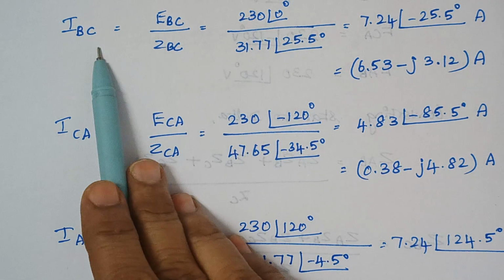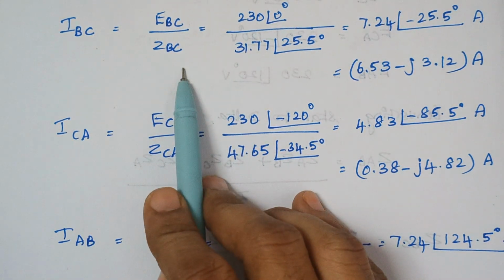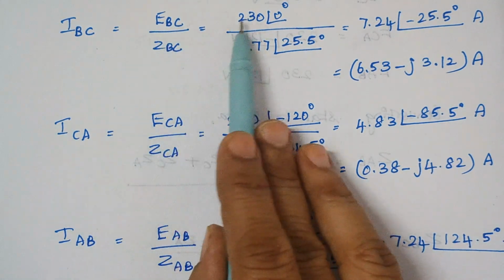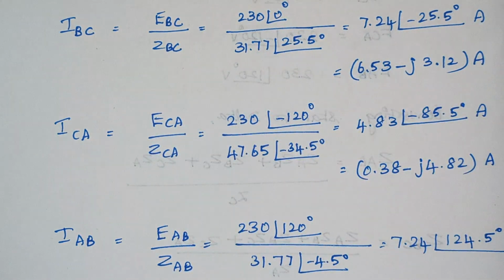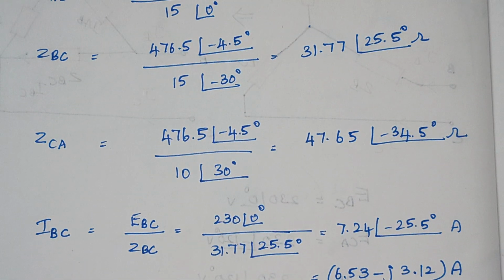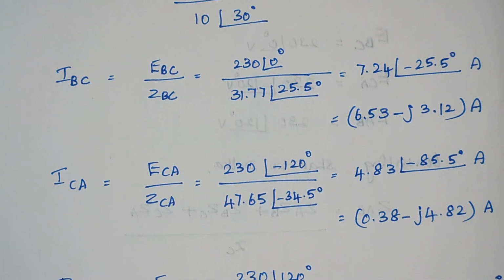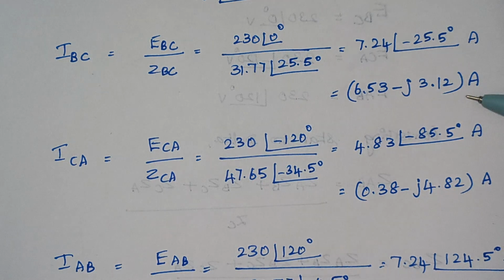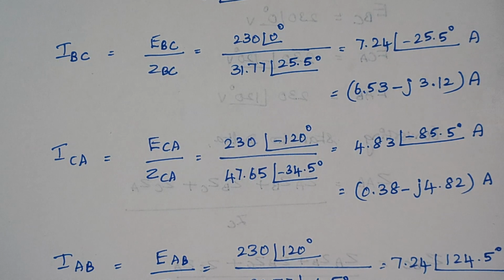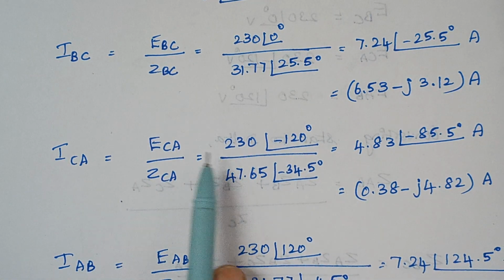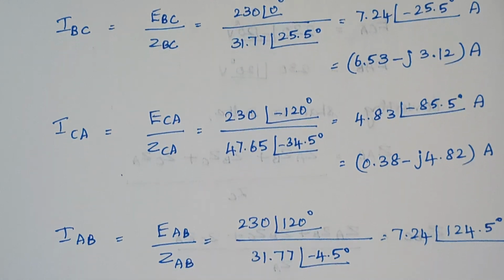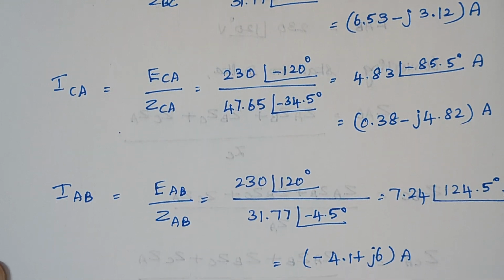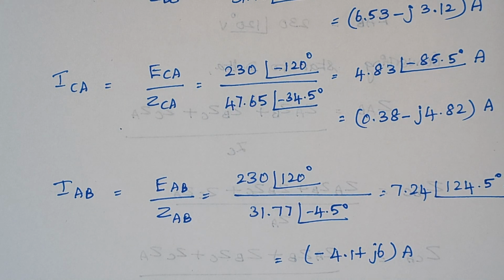So here IBC is EBC by ZBC, right? EBC we know the value, and the value of ZBC we have just calculated here. Just substitute it, and again we have an answer in polar form. We convert that to rectangular form, right? Similarly for ICA, ECA by ZCA, and IAB, EAB by ZAB. Now we have calculated the values of the currents that flow in the delta path.